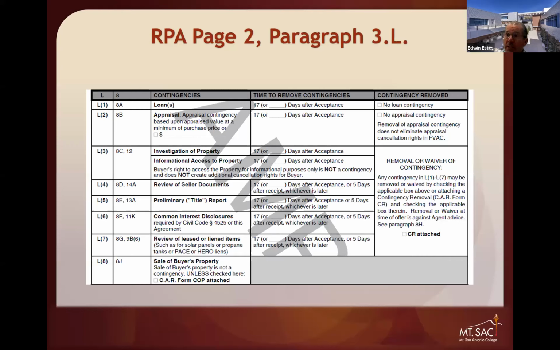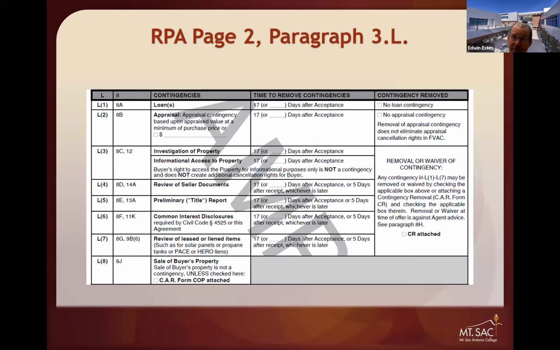But they removed all their contingencies. It doesn't matter. You cannot remove by contract a statutory right that the legislature has given you. And because the transfer disclosure statement is required under Civil Code 1102, that cannot be waived. So the buyer will always have that right to cancel upon receipt of the TDS, and they don't even have to give a reason. Assuming the seller has to give a TDS, but we know that there's a lot of sellers out there that don't have to give a TDS.